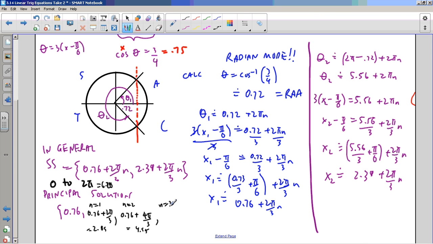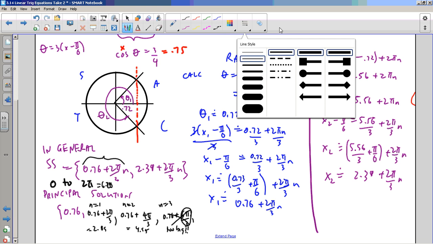For n equals 3, notice what I've got now. 0.76 plus 6 pi over 3. This is going to be too big, because this thing here is 2 pi. This is too big. And I can stop. All right. That gives me 3 principal solutions for this one general solution. And now, what about the second general solution?